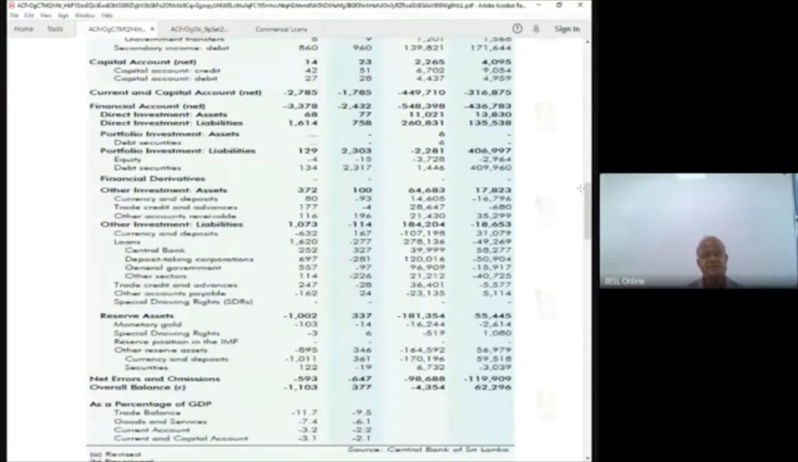Then the other one is other investment, mainly other investment liabilities, currency and deposits, and loans. Another important item is loans by the central bank and the deposit-taking corporations, that is commercial banks. Commercial banks can borrow from foreign countries up to a certain percentage of their total assets. Then there are general government loans and other sectors. Loans are entered here. Buying and selling of assets, portfolio investment, and direct investments are all entered in this financial account.